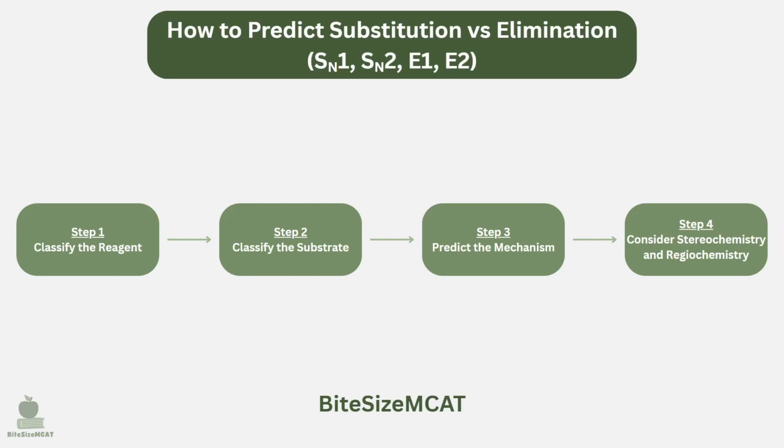When learning SN1 versus SN2 versus E1 versus E2, most students memorize four separate reactions, but there's actually a decision tree that you can follow. By the end of this video, I hope you'll be able to determine which mechanisms predominate in under 10 seconds. This will be helpful for your organic chemistry courses, and some of the basics covered here apply to the MCAT as well.